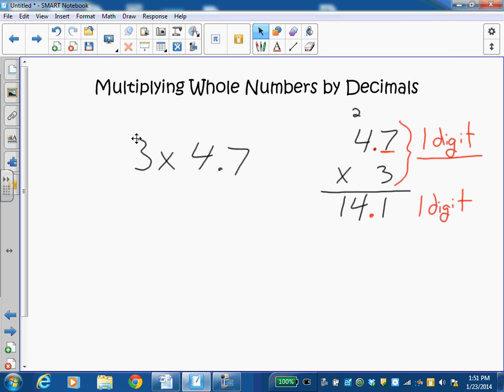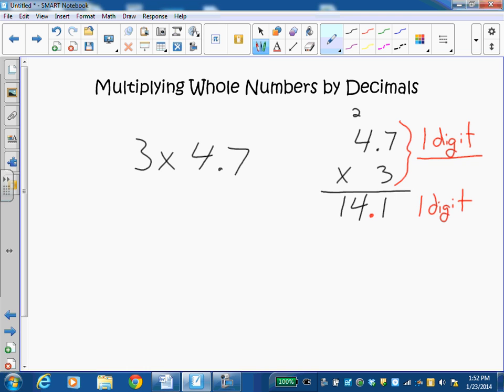It's a reasonable answer because if you cover up the 7/10, let's say I covered that up, 4 times 3 is 12. My answer should at least be 12, and it should be more than 12 because it's not 4 times 3, it's 4 and some change times 3. So my answer is going to be at least 12, but it's going to be more, and so 14 is a reasonable answer.